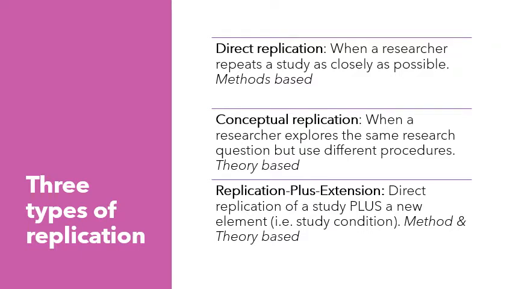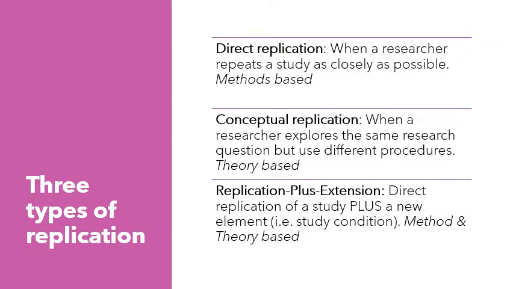Our first type of replication is called direct replication. This is when a researcher repeats a study as closely as possible. This is completely methods-based. This is exactly why, when we write our scientific studies, it's so important to lay down your methods as clearly as possible for other researchers. That way, these other researchers are able to replicate our studies.